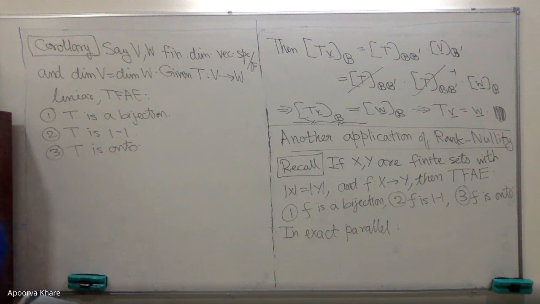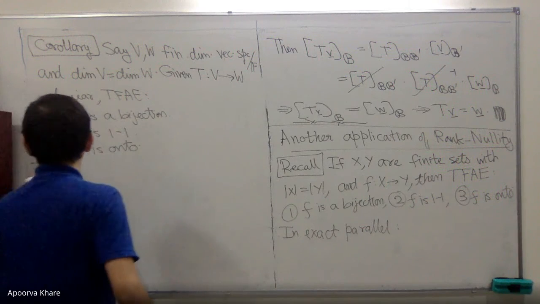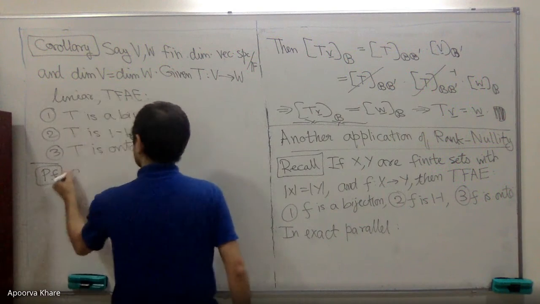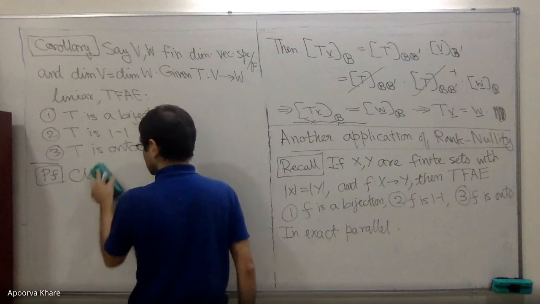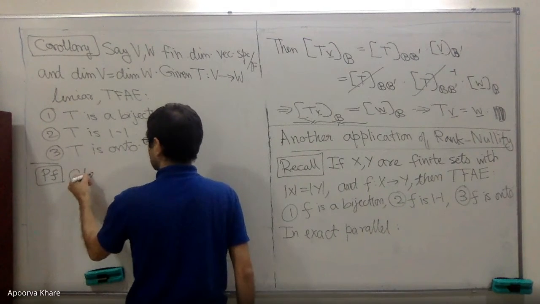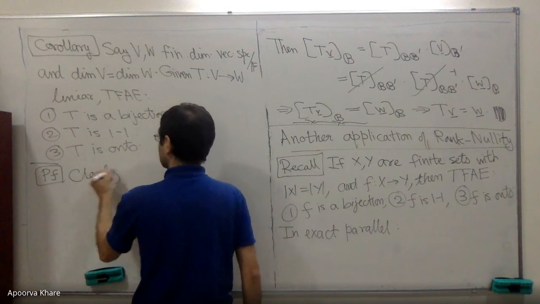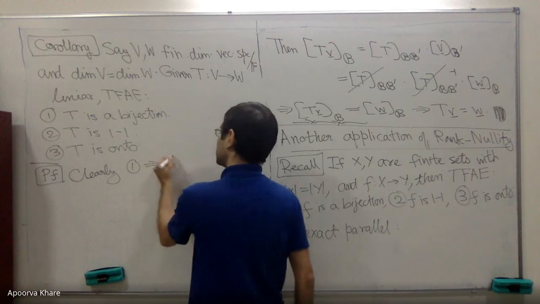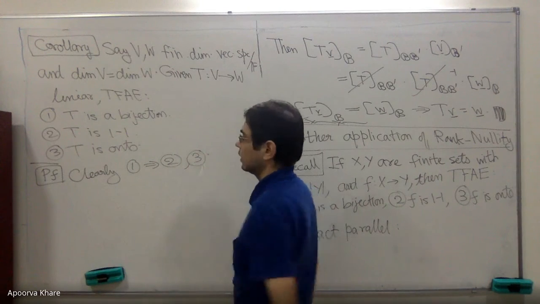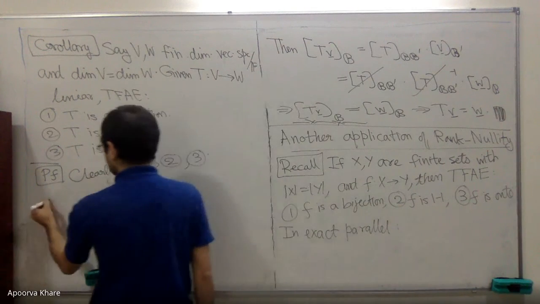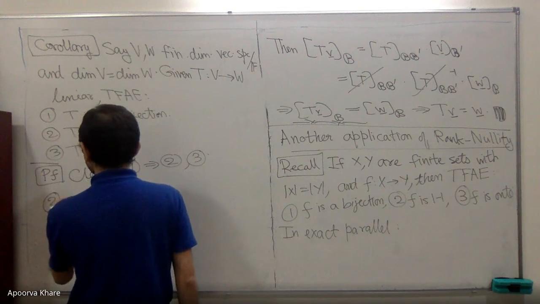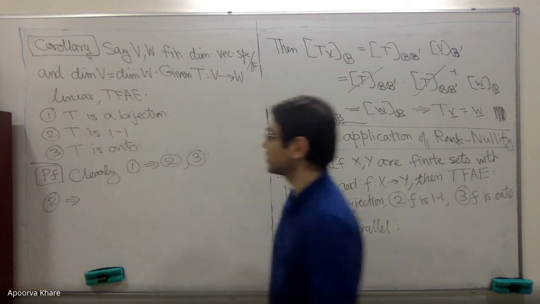Okay, the proof is very simple. First of all, if it's a bijection, then it clearly is 1 to 1 and onto. Clearly, 1 implies 2 and 3. Okay, now, how do I prove 2? So I'm going to prove 2 implies 3.